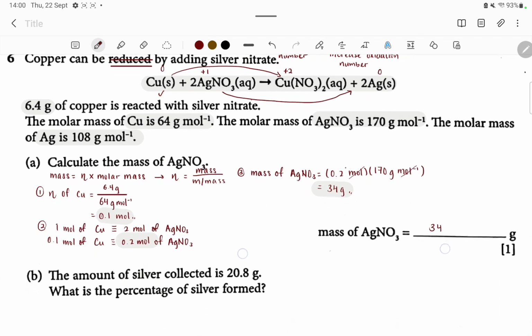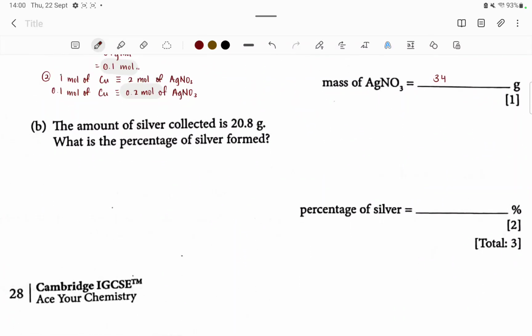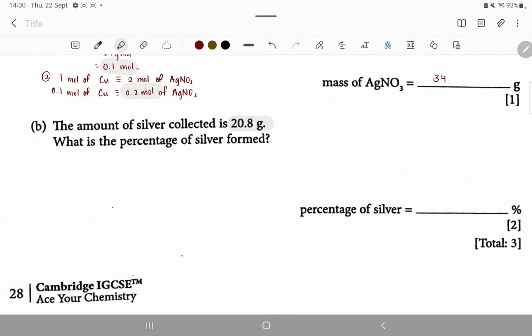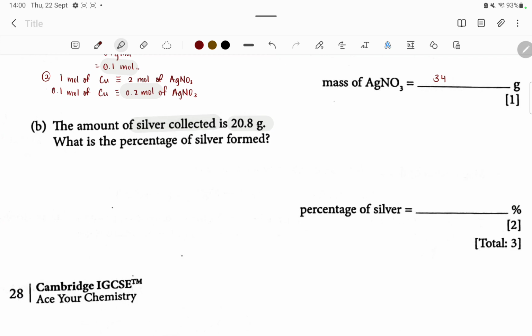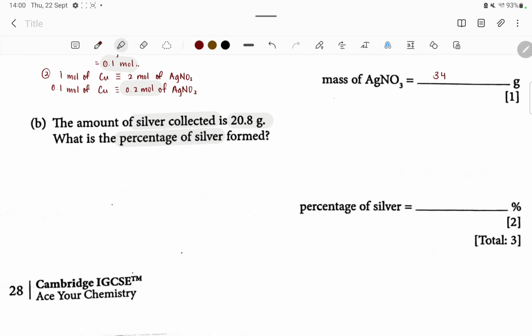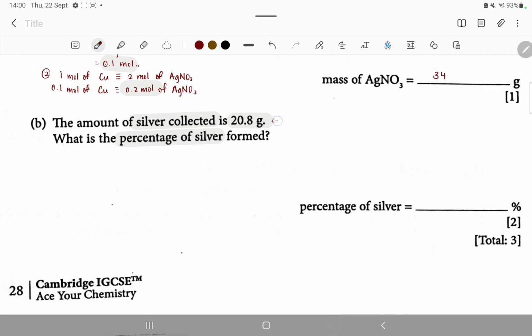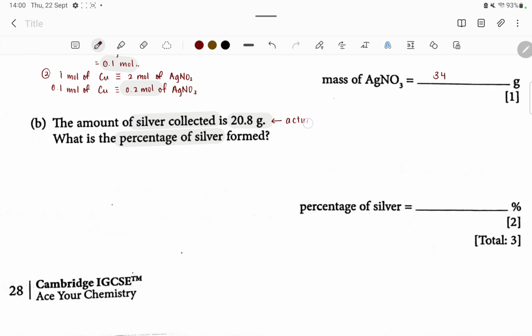Okay, and then after that, let's look at B. The amount of silver collected is 20.8. What is the percentage of silver formed? So this one is actually the actual yield. This one you have to find the percentage. So the first thing, you have to find the theoretical yield first.